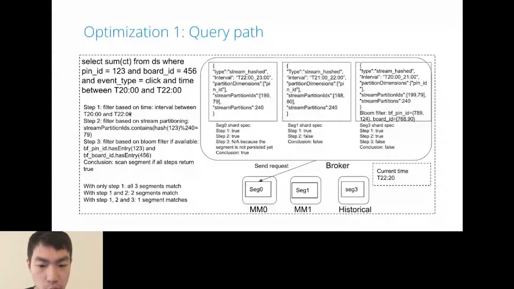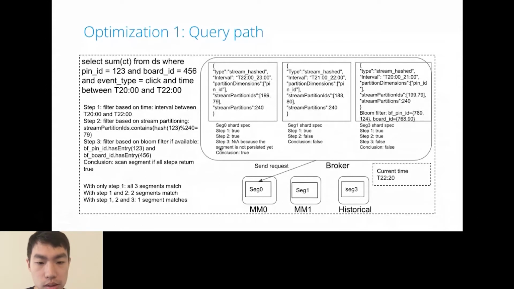So here's the workflow on the broker side. The broker holds all the metadata for all the segments, right? To determine the segments needed for this particular query, the first step is we filter based on time. We make sure that the segment has an interval between T20 and T22 based on the query. Step 2 is filter on string partitions. Make sure that the recorded partition ID's metadata contains what the query is looking for. And then step 3 is we filter based on Bloom filter if available. Make sure that at least the Bloom filter has the ping ID or board ID. So the conclusion is we scan this segment if all steps return true.